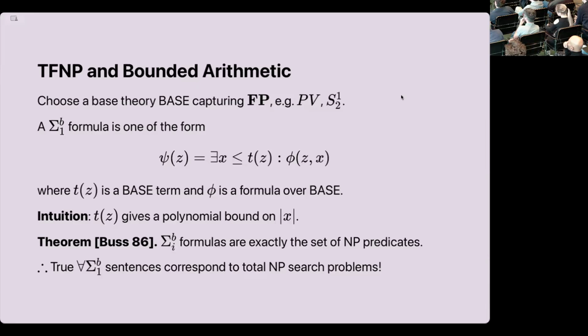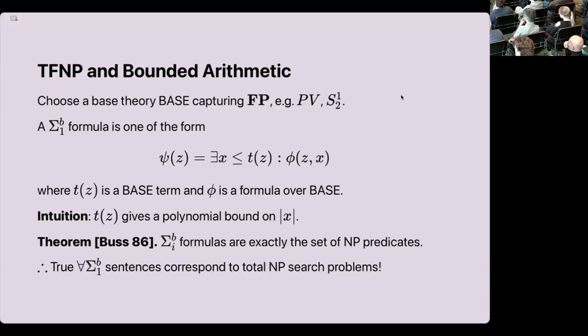And for those who aren't experts on bounded arithmetic, like me, let's just remember that this T of Z gives a polynomial bound on the description length of X, right? And so in particular, what this means is that these types of formulas capture exactly the NP predicates, right? We're just asking, given an X, or in this case, given a Z, find some X that witnesses that this thing is true. Does that make sense? And in particular, the X should have a description length that's polynomially bounded.